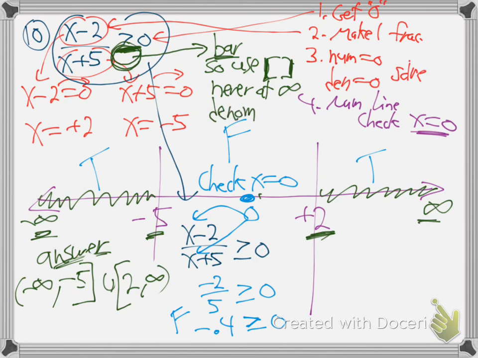Denominator cannot be 0. I don't know if you remember. This is a really picky little thing. Honestly, I'm not going to put this on the test. The denominator cannot be 0. You can never have an answer.